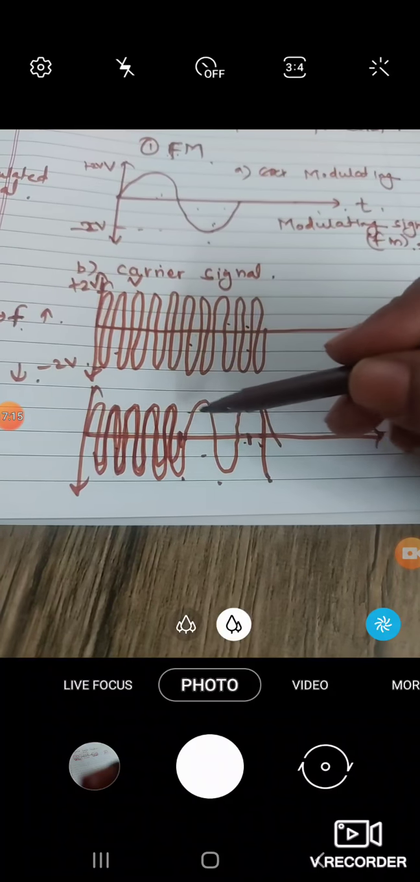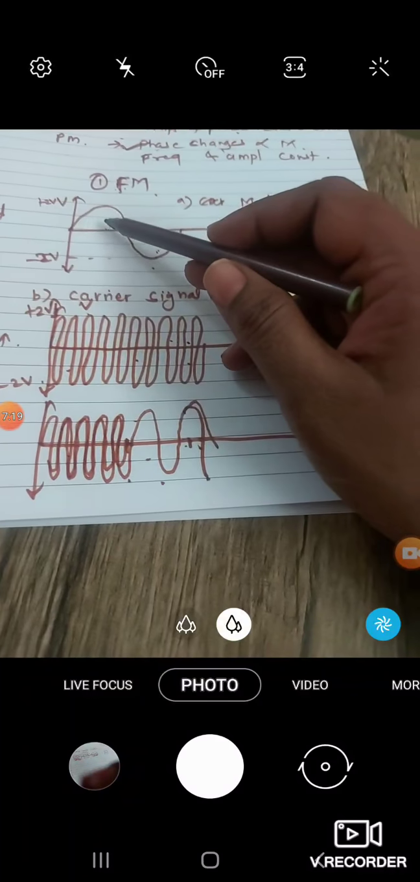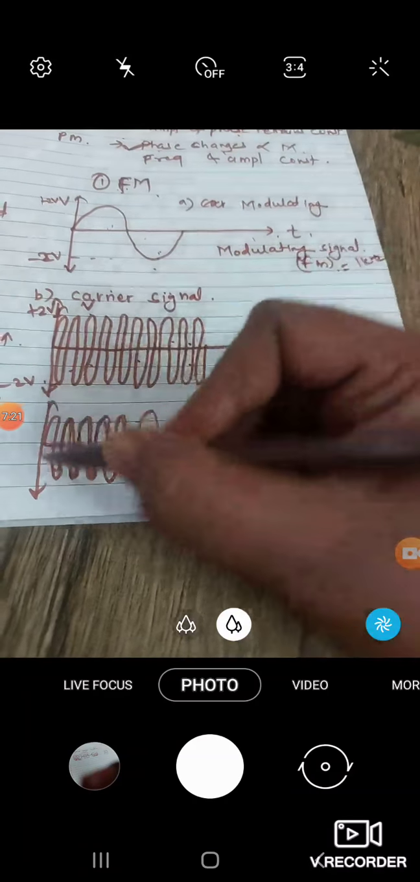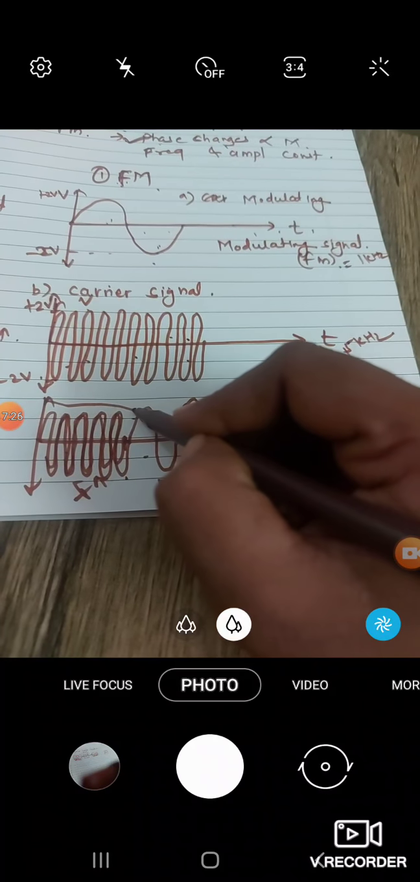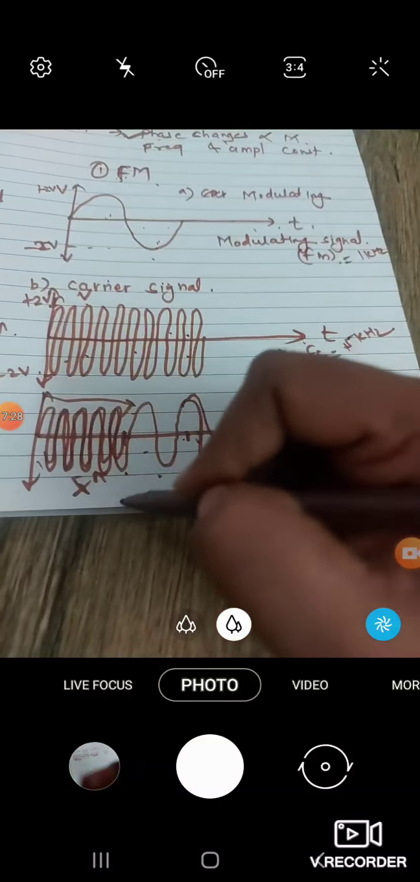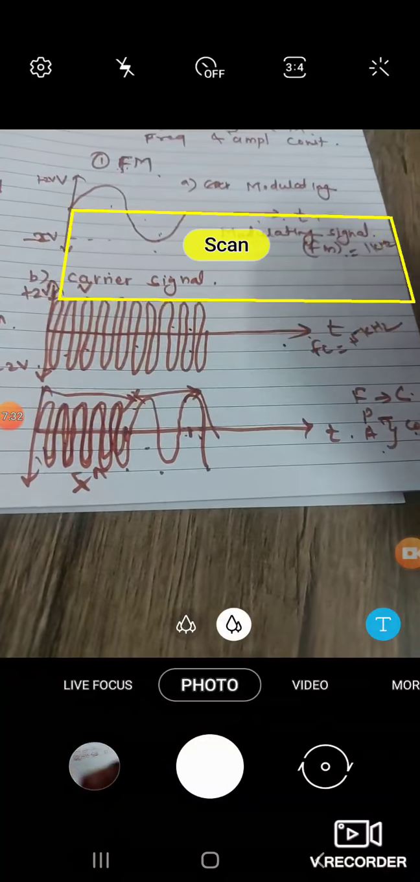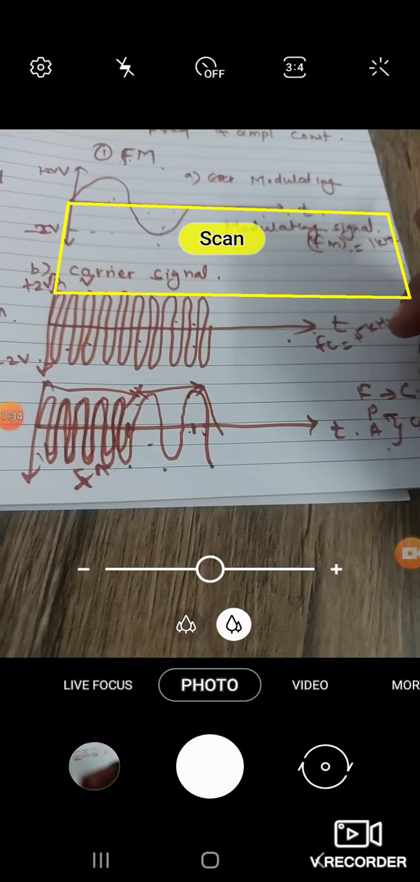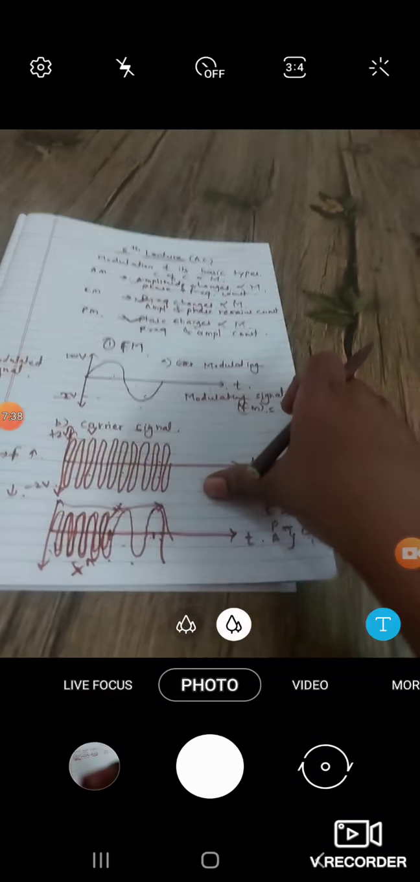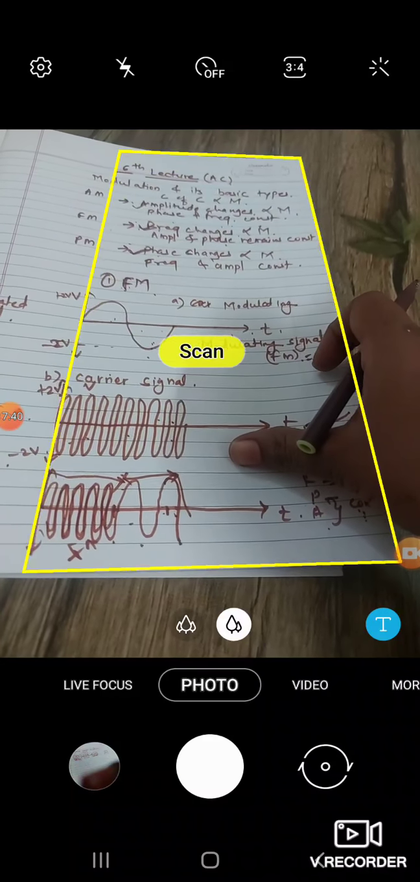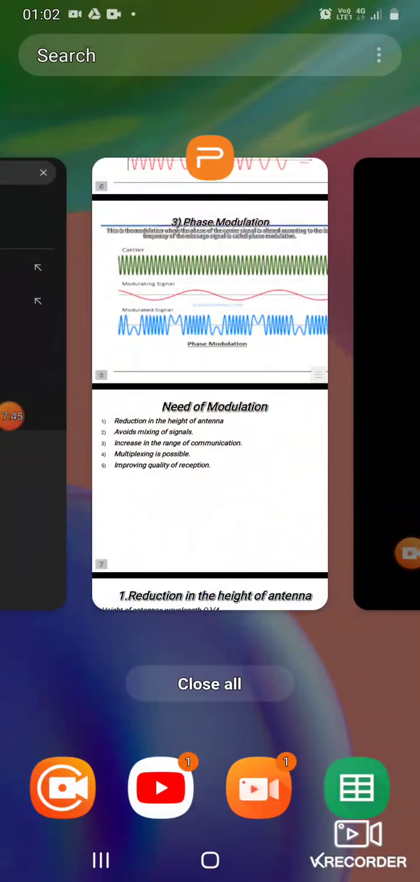So what happens here in the FM modulation, for positive half cycle frequency is more. So I will say in this portion from this point to this point frequency is more, and in between this portion the frequency is less. That is the concept of frequency modulation. So I hope all of you are clear with the concept of frequency modulation. In this way you have to draw the diagram in the exam.